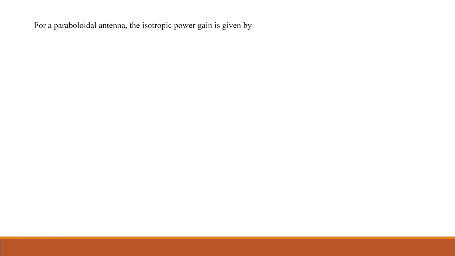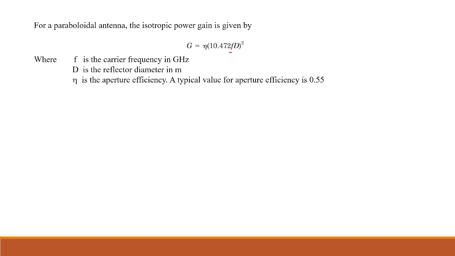Now let us consider a paraboloidal antenna. The isotropic power gain can be written as G equal to eta times (10.472 F D) whole squared. Here F represents the frequency and D represents the reflector diameter. Generally, F is in gigahertz, the reflector diameter is in meters, and eta is the aperture efficiency, whose typical value is 0.55.